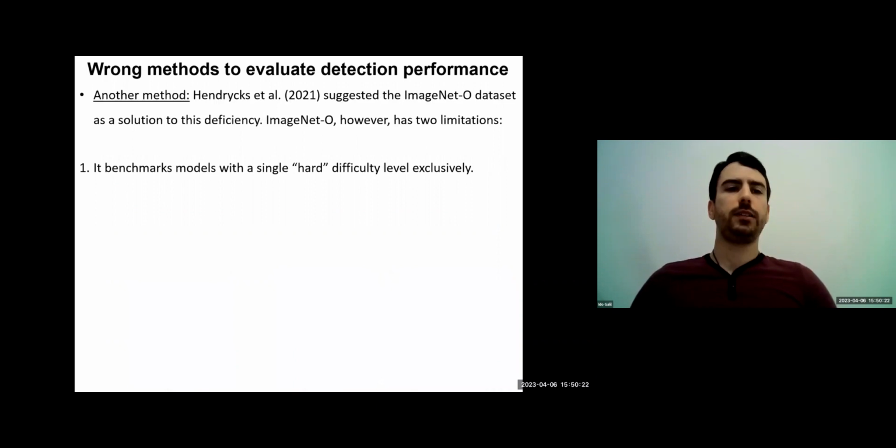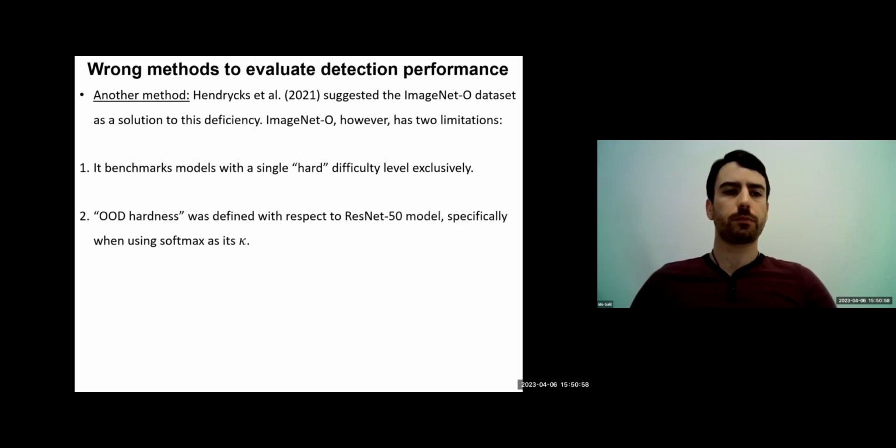Hendrycks et al. suggested the ImageNet-O dataset as a solution when evaluating ImageNet classifiers. ImageNet-O, however, has two limitations. First, it benchmarks models with a single hard difficulty level exclusively, which might not be relevant for every task's requirements. For example, tasks related to entertainment applications may be better evaluated on OOD less difficult to detect than the one required to be detected in risk-critical tasks, such as medical applications.